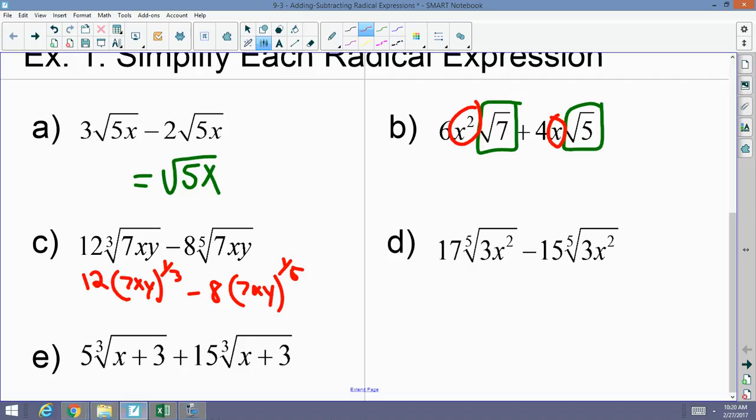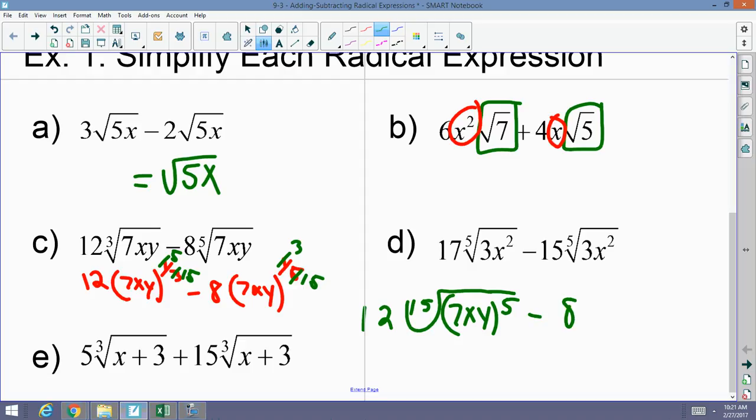All right? You with me here, guys? All right. What's the common denominator between 3 and 5? 15. So this can go to a 15, and that goes to a 5. That goes to a 15. That goes to a 3. So this would be 12 times the 15th root of 7xy to the 5th power minus 8 times the 15th root of 7xy to the third power. Okay.